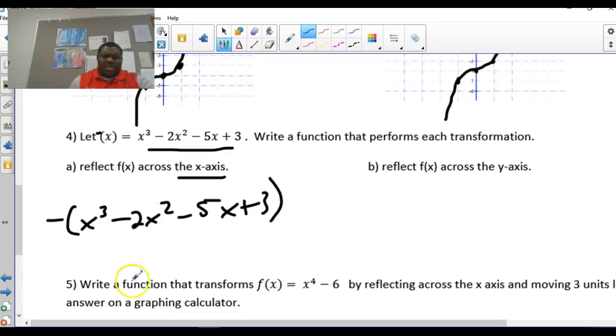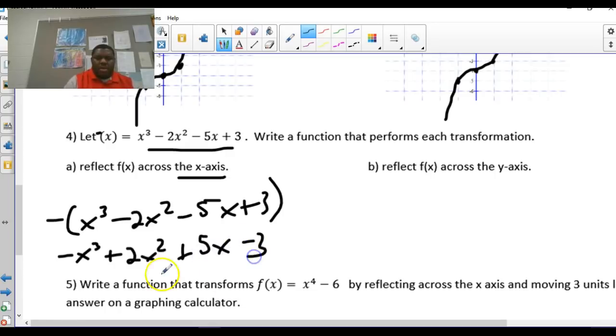All right, and then we're just going to simplify it. That negative says reflect across the x-axis. So distribute that. You get negative x cubed plus 2x squared plus 5x minus 3. So this right here would be the new f of x, or g of x. This would be our new equation, reflect over the x-axis.